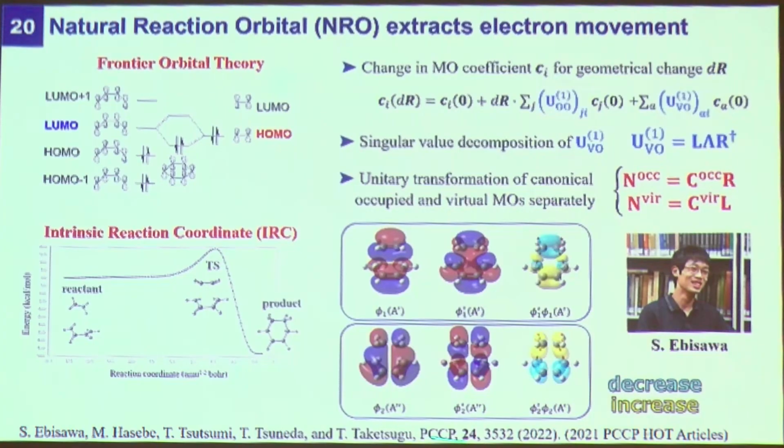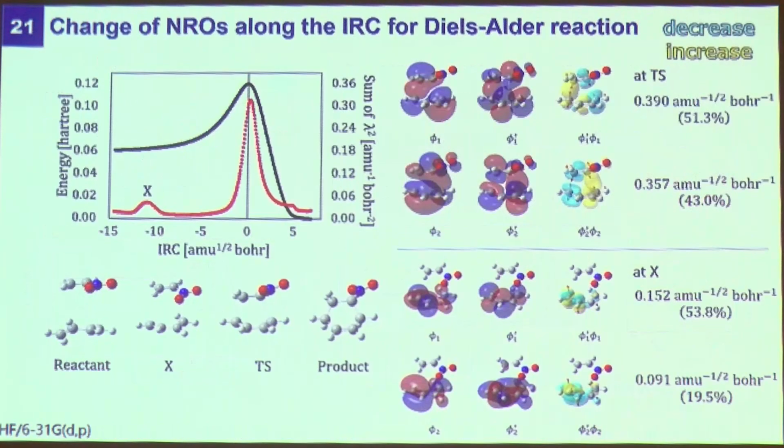Now this is the second pair. In this case, electrons move from the butadiene double bond region to the newly formed bond region. Okay, and you can see this belongs to some symmetry representation, A prime and A double prime. So a natural reaction orbital must belong to an irreducible representation of the point group of the molecular structure.